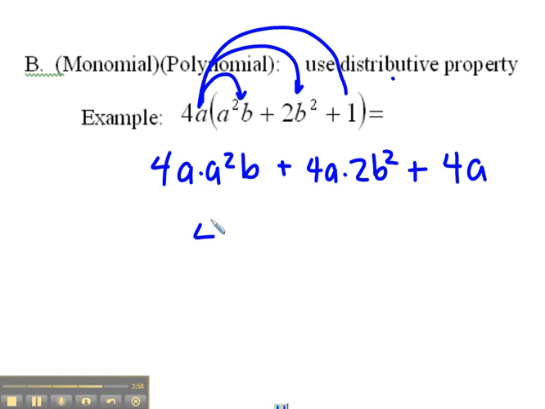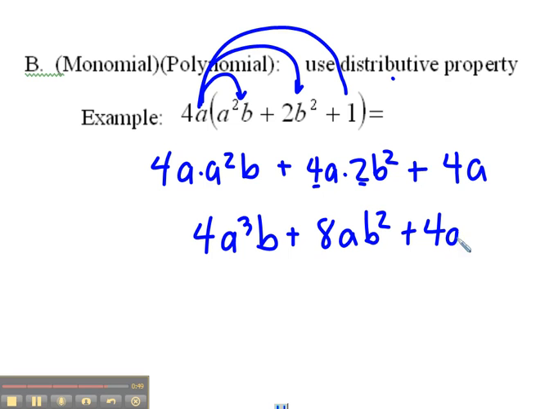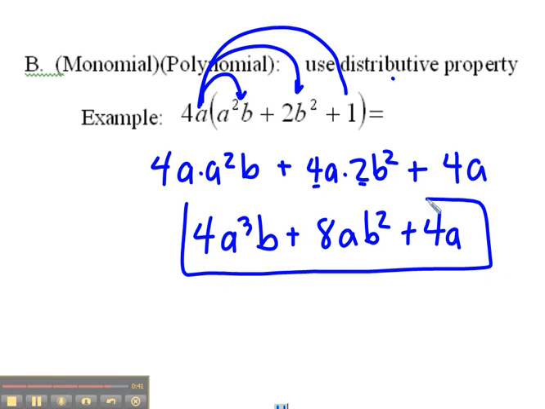This gives us 4a to the 3rd b plus, simplifying here, the only thing you can simplify are these two, 8ab squared plus 4a. These are not like terms because the exponents are not the same. You can't put them together, so you're done. That's simplified form.